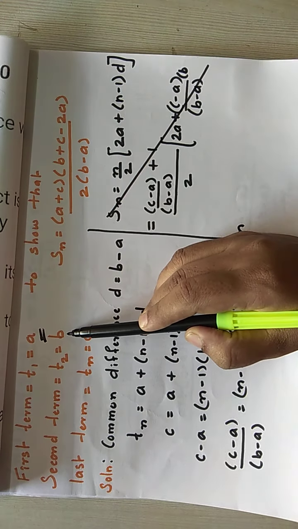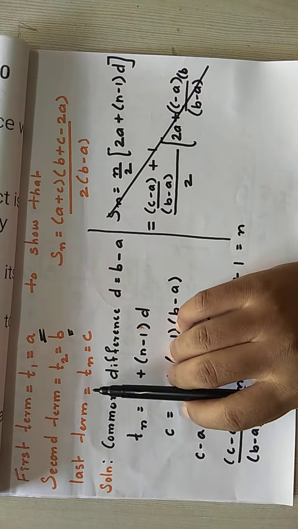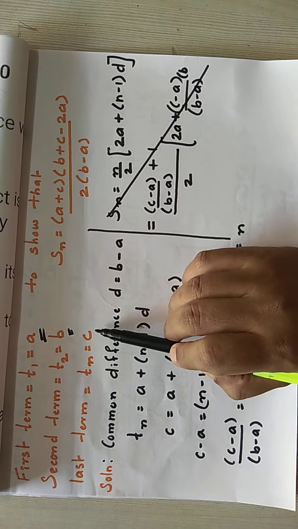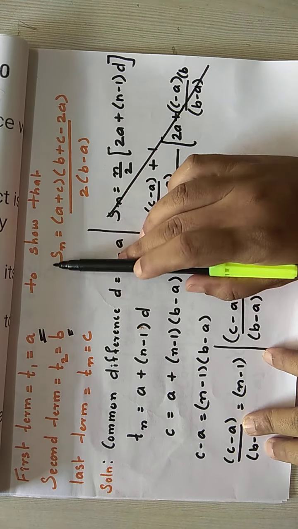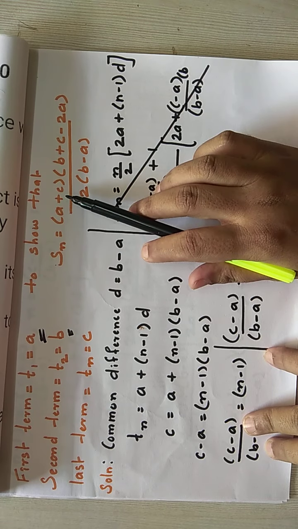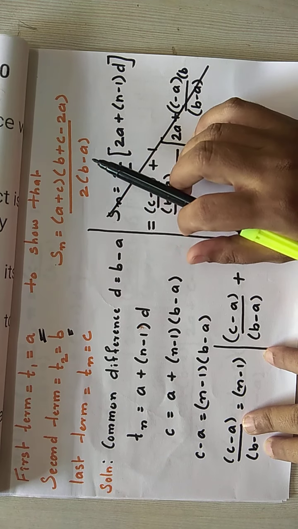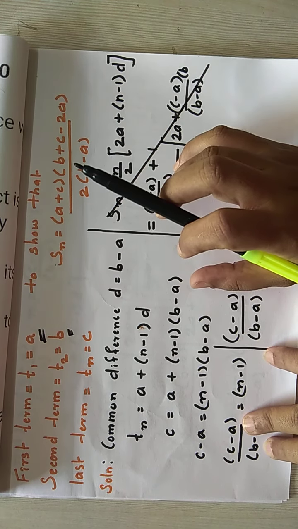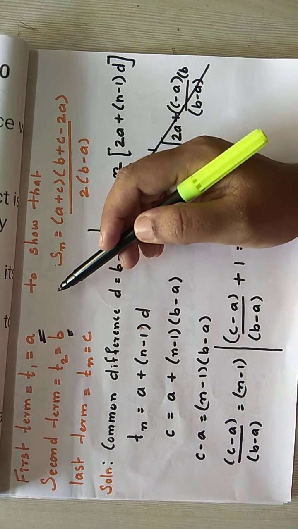Second term is given B, so T2 is B. Last term is given C, so Tn will be C. Now you have to show that Sn is (A plus C) into (B plus C minus 2A) upon (2B minus A). Now we know how we calculate common difference.